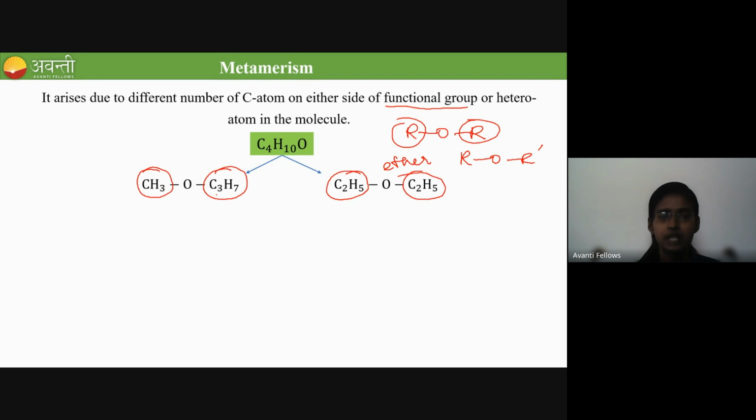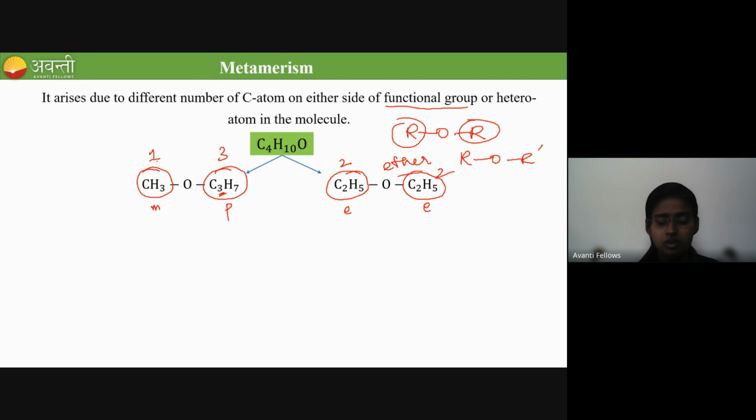In the first molecule, the first R group is methyl and the second R group is propyl, since we have 3 carbon. But in the second compound, both the alkyl groups are ethyl, both are C2H5. So it arises due to different number of carbon atoms. Here we have only 1 carbon and here we have 3 carbon. But here 2 carbon, here also 2 carbon. So different number of carbon atoms on either side of the functional group or heteroatom. Heteroatom is nothing but the oxygen here. Any atoms other than carbon are called heteroatoms.